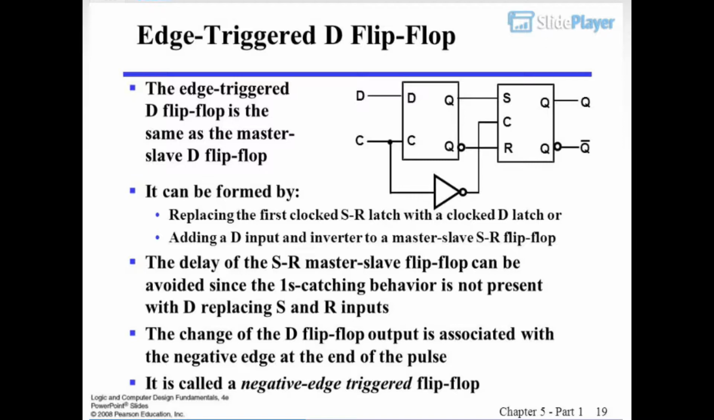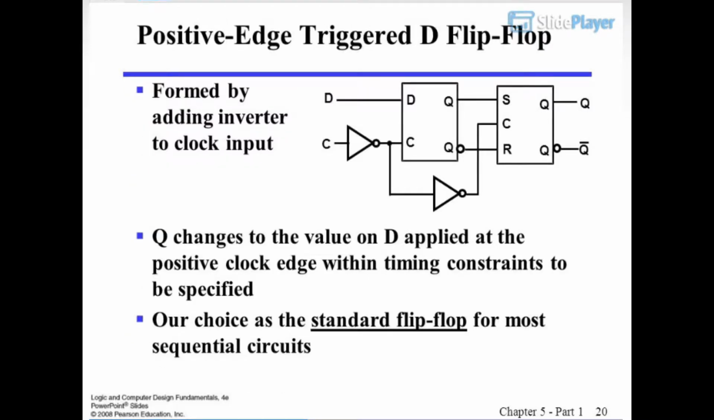Positive edge-triggered D flip-flop, formed by adding an inverter to the clock input. Q changes to the value on D applied at the positive clock edge, within timing constraints to be specified. Our choice is the standard flip-flop for most sequential circuits.